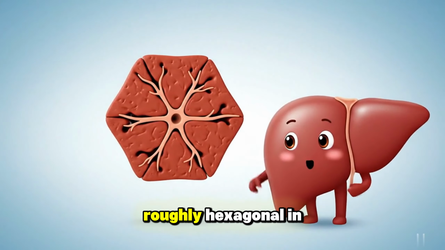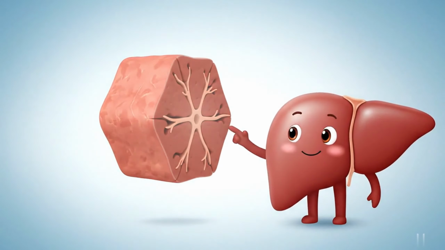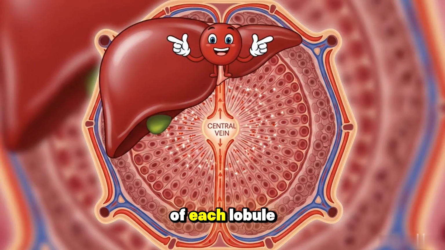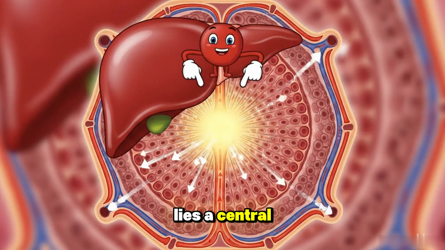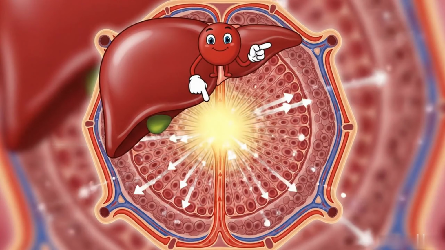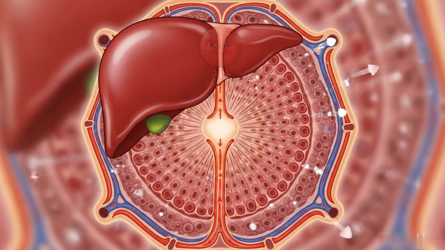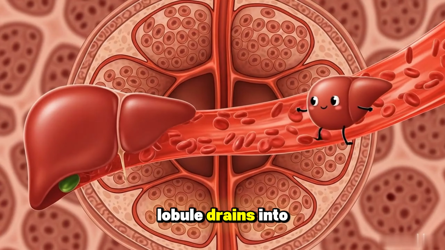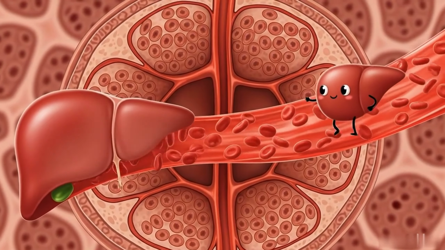Each lobule is roughly hexagonal in shape. At the center of each lobule lies a central vein. Blood from the lobule drains into this central vein.